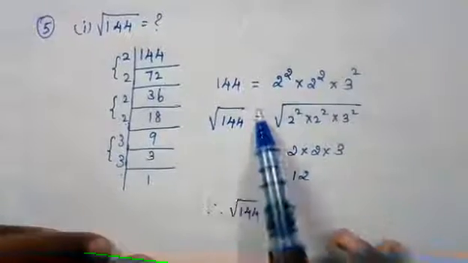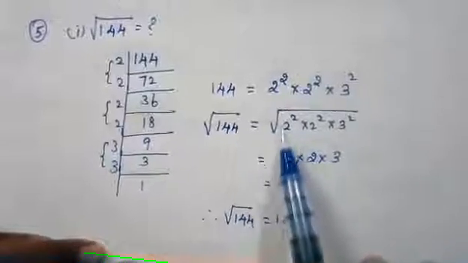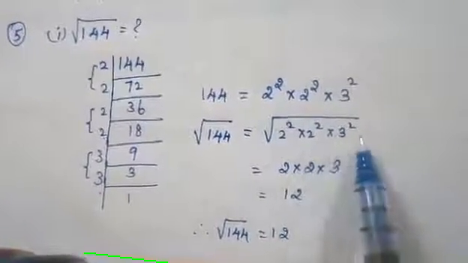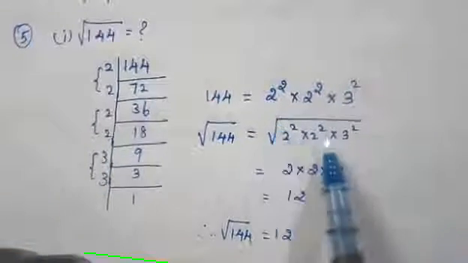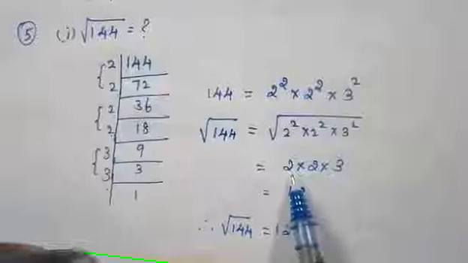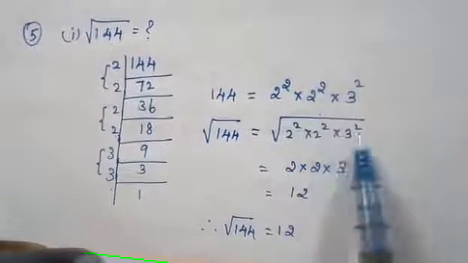So we want to find the square root value. This is the square root of 144. What value did we find? 2 square into 2 square into 3 square. Square and square root cancel. Square and square root cancel. Square and square root cancel. So that means 2 into 2 into 3. Inside the root we have a square number.